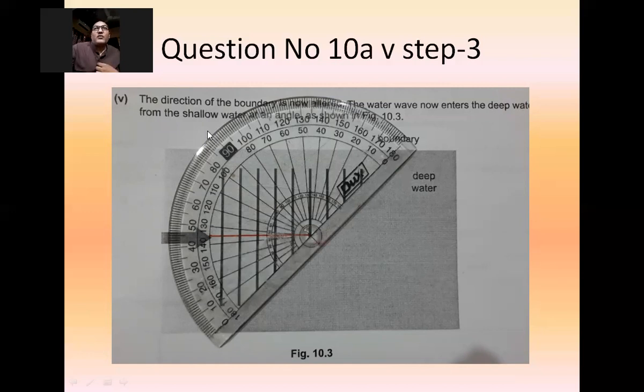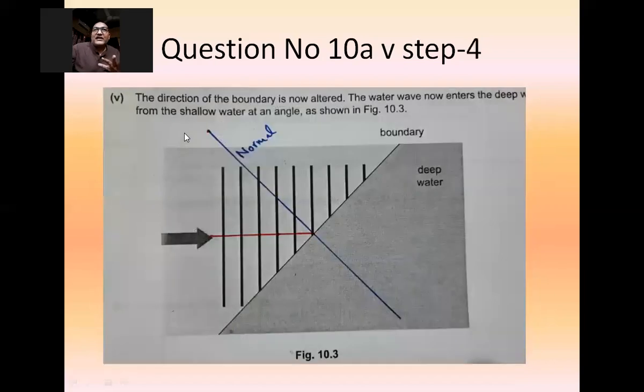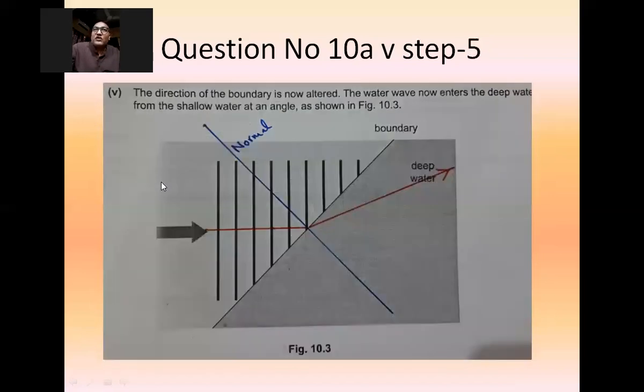So I will put a dot here on the paper. I hope you understand what I'm doing. Then I will join that point with this point and I will prolong this. This blue line is basically representing the normal. You see how I have drawn this normal. There is no calculation involved.